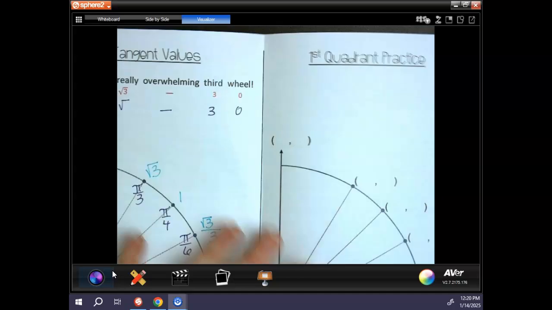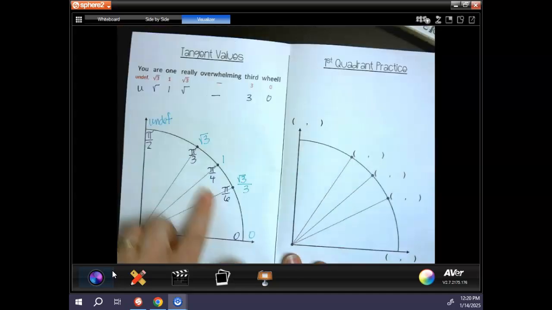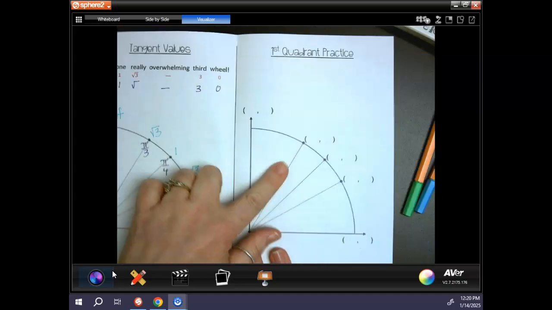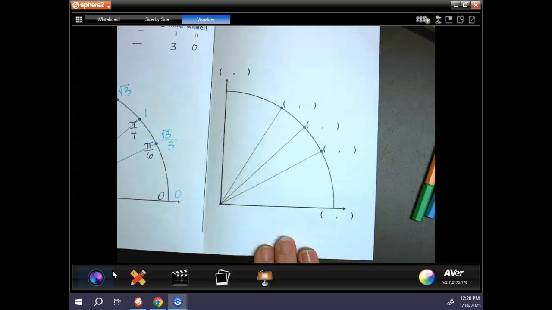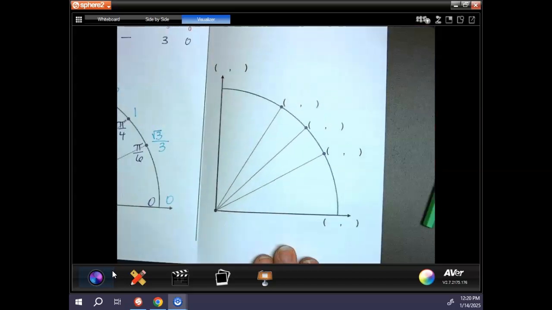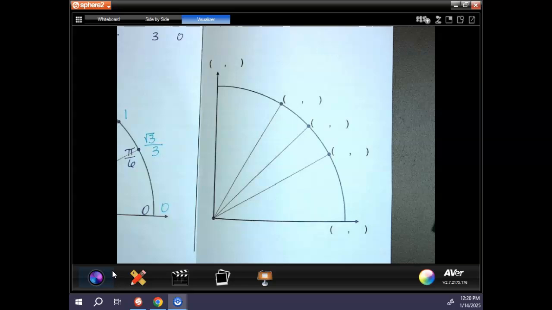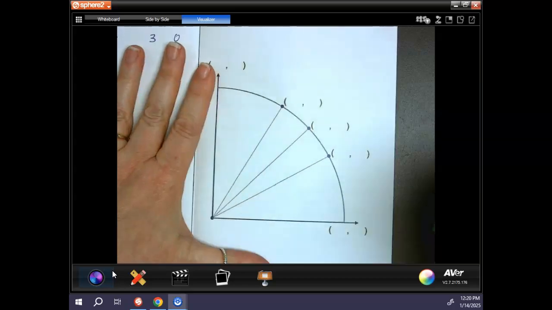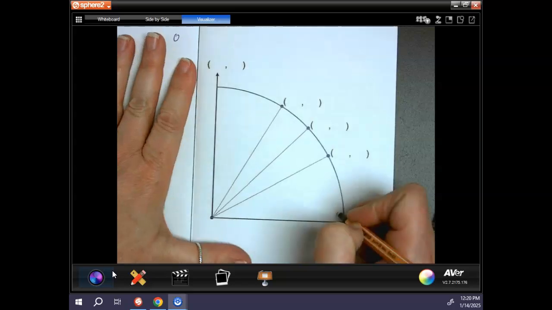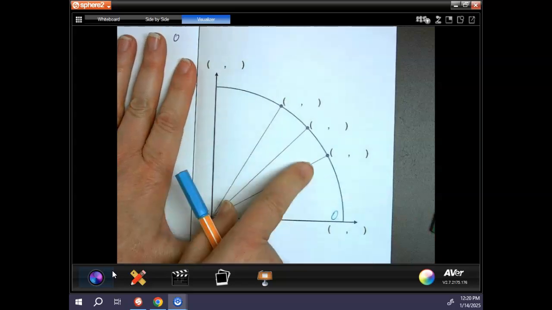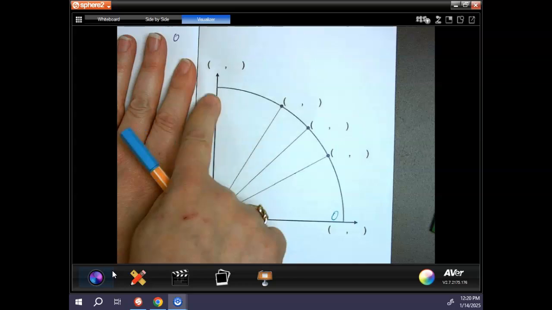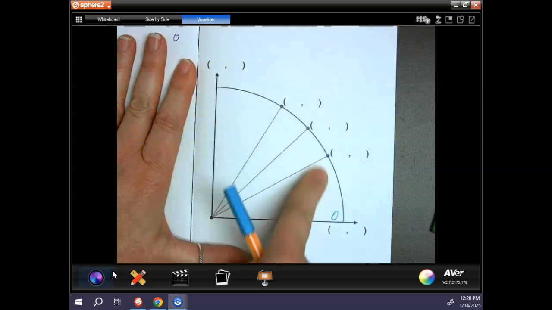Now I want you to grab your purple paper and go to this part where we had the tangent values right here. And we're going to look at this blank first quadrant practice here. And we're not going to fill in absolutely everything, so stay with me. We're going to do it a little piece at a time here. So I want you to start with, I'm going to put a 0 here. I just want you to write the angle values in radians right inside the circle and stop.